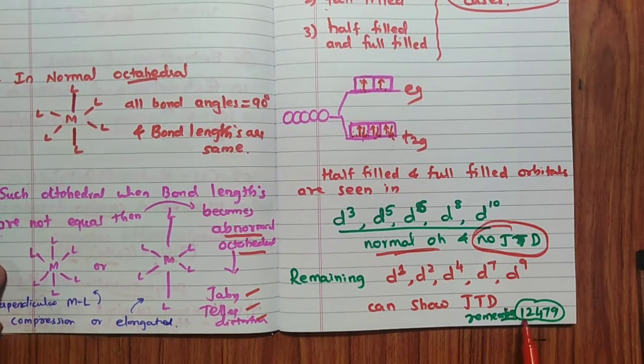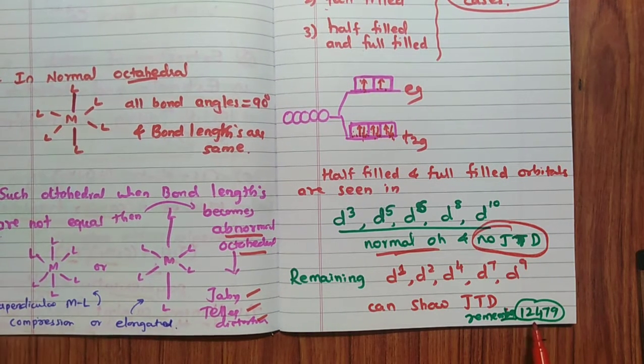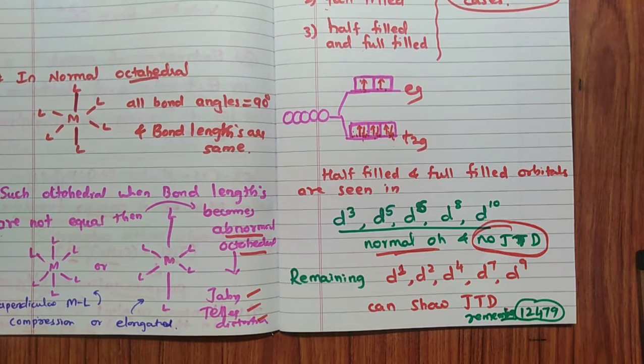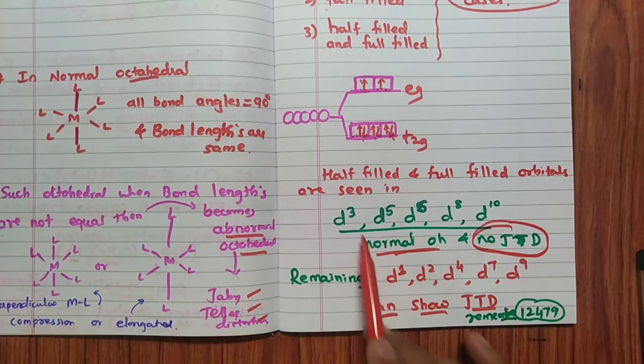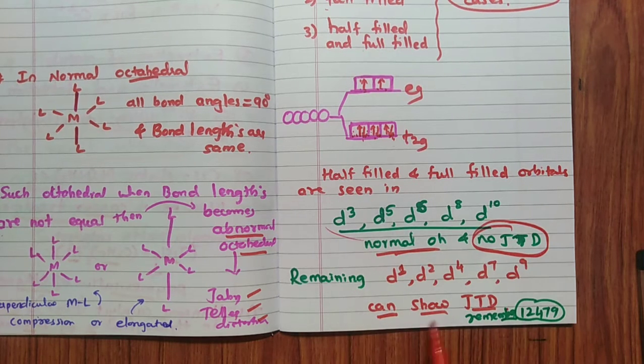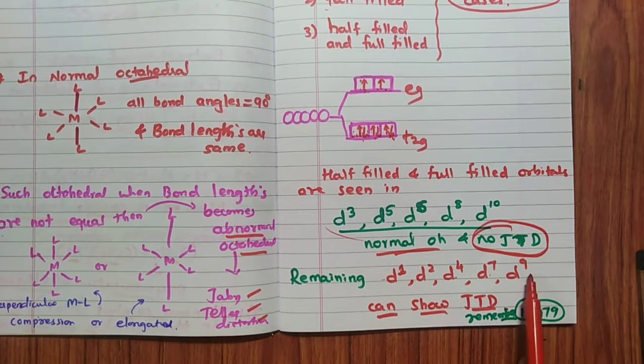So remember 1, 2, 4, 7, 9, just like a phone number: 12479. That is d1, d2, d4, d7, d9. You repeat this 10 times and it will be perfect. Remember it like a phone number. 12479 can show JTD; they will never be present in the normal octahedral shape. Leaving this, all others can show JTD: d1, d2, d4, d7, d9. So 12479, you can remember it like this also.